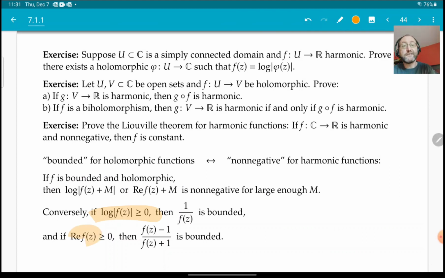Or if my function is the real part of f, and that's positive, then I apply this linear fractional transformation that basically takes the right half plane to the disk. So that's bounded, right? Because this says that f is valued in the right half plane. If it were the imaginary part of f, which is also harmonic, that would be the upper half plane, but then there would be a different linear fractional transformation.